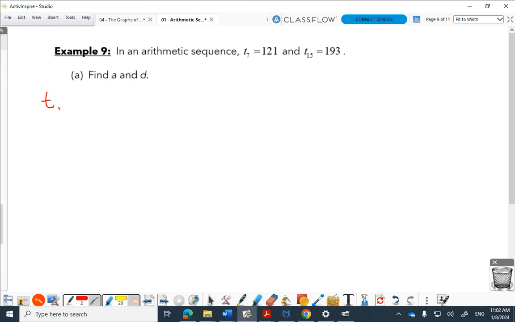Tn equals A plus n minus 1 D. And I'm going to say, but term 7 equals 121. Maybe this is you doing your homework on this question. You're like, well, I don't know what to do, but I know term 7 equals 121. That means, and please pay close attention right now, if you're only going to pay attention for 90 seconds, this is the 90 seconds. Watch how I think this through.